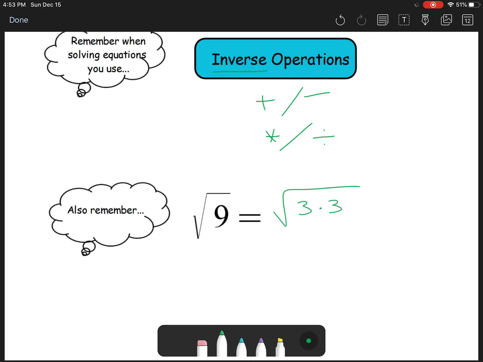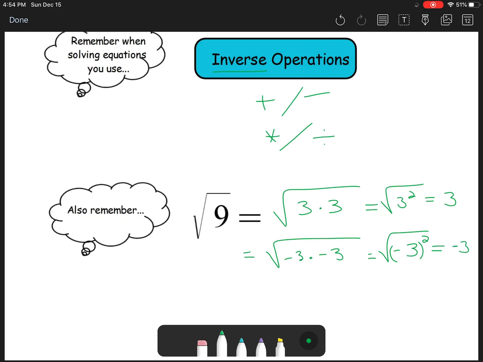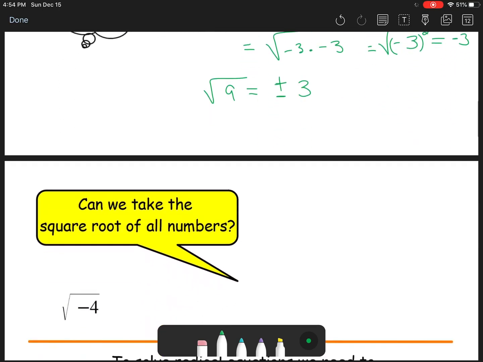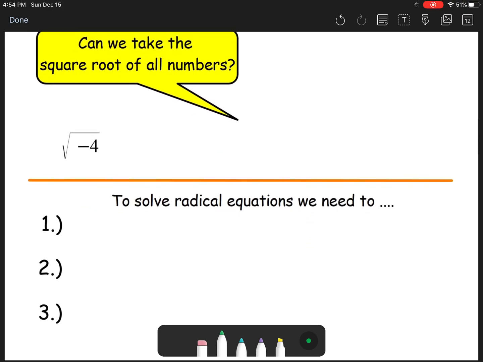So the square root of 9 could be rewritten as the square root of 3 squared, which would just be 3. But another way you could multiply to get 9 would be negative 3 times negative 3, right? Because since there's two negatives, our negatives would cancel each other out. So the square root of negative 3 squared would be negative 3. So the square root of 9 is actually equal to a positive 3 or a negative 3, and we write that as plus or minus 3. So we're going to use that in order to solve these quadratics.